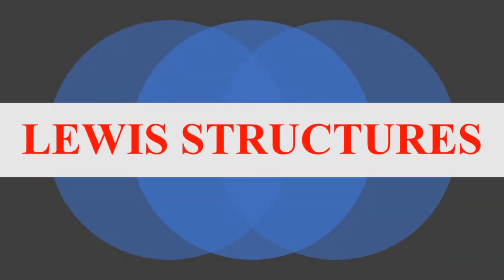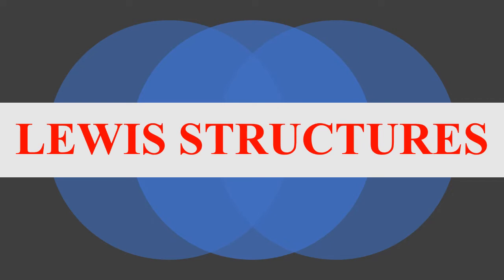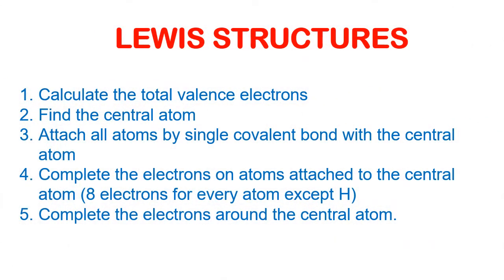Dear students, in this video we are going to discuss Lewis structures. Here we use a very simple and easy method for drawing Lewis structures. To draw Lewis structures we are using these 5 steps. In the first step you have to calculate the total valence electrons.